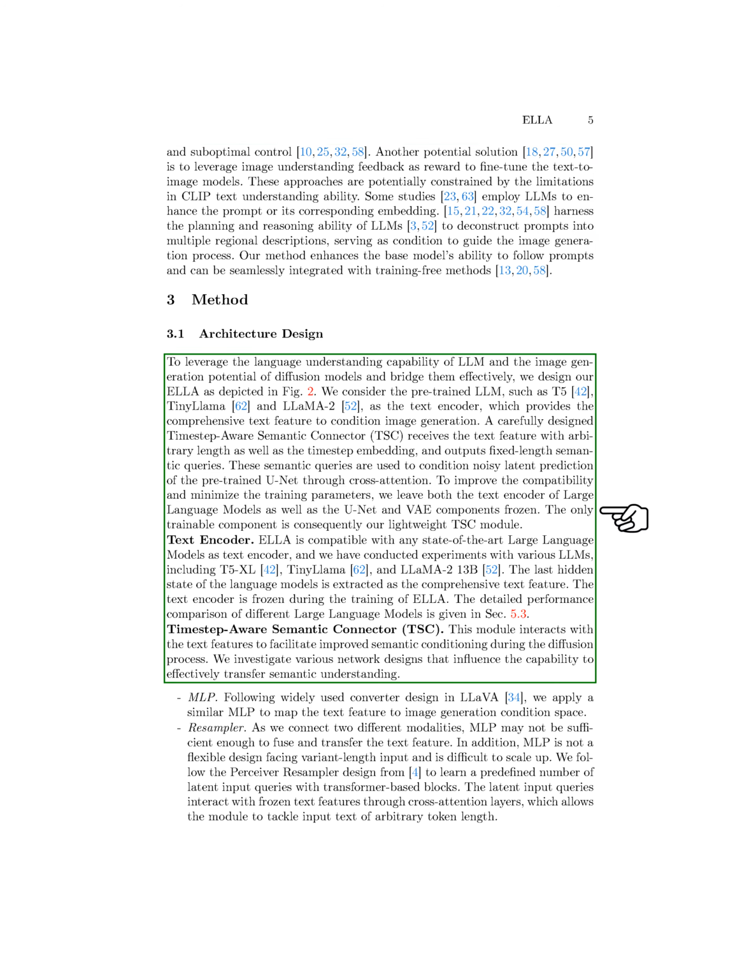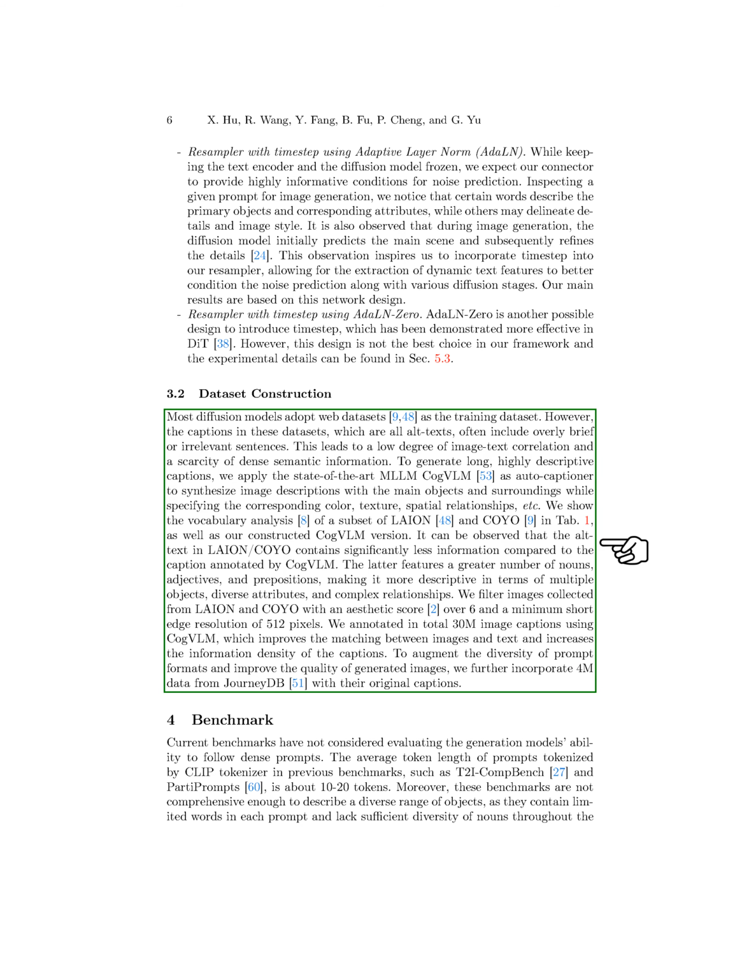To effectively merge the language understanding of LLMs with the image generation potential of diffusion models, we introduce our ELLA architecture. In ELLA, we utilize a pre-trained LLM as the text encoder to provide comprehensive text features for conditioning image generation. We also introduce a time-step-aware semantic connector, TSC, to enhance semantic conditioning during the diffusion process. For dataset construction, we address the limitations of existing web datasets by generating long, detailed captions using the MLLM CogVLM. This helps improve the correlation between images and text by providing richer semantic information.